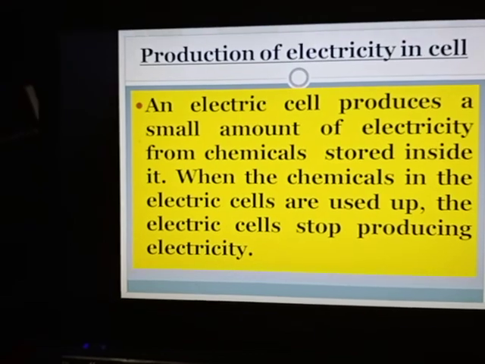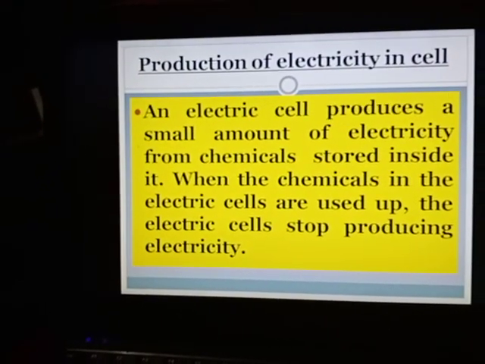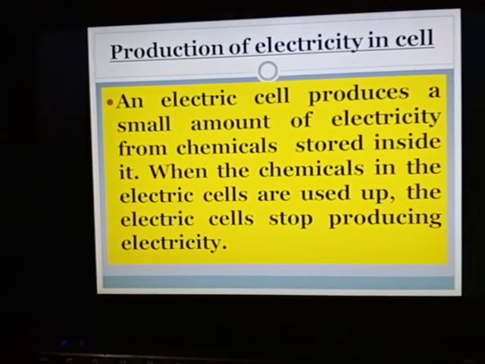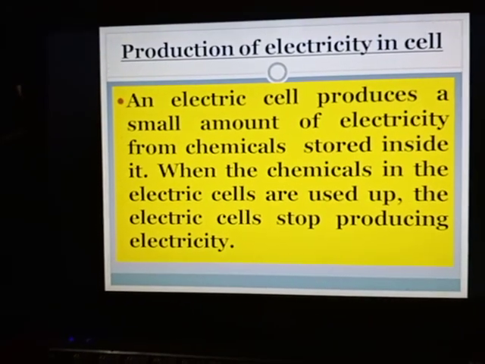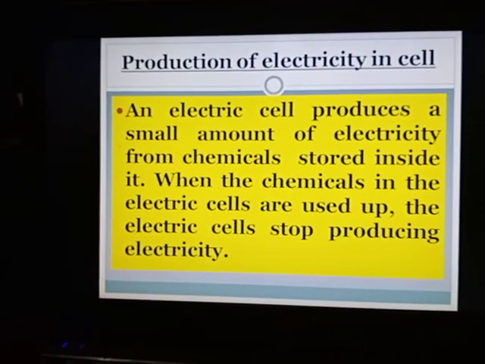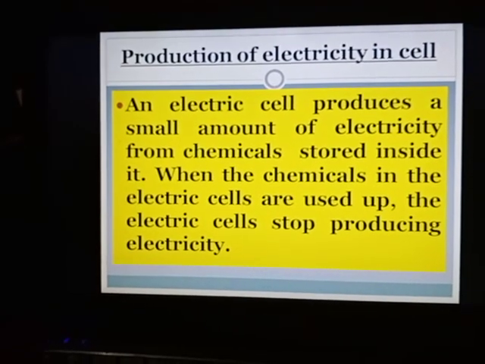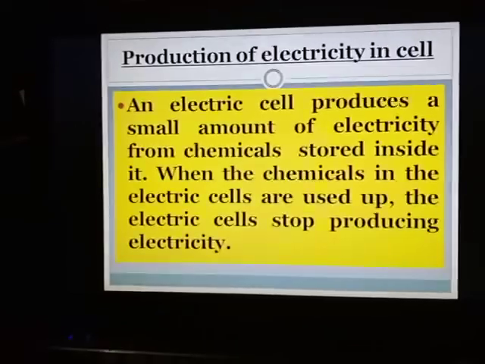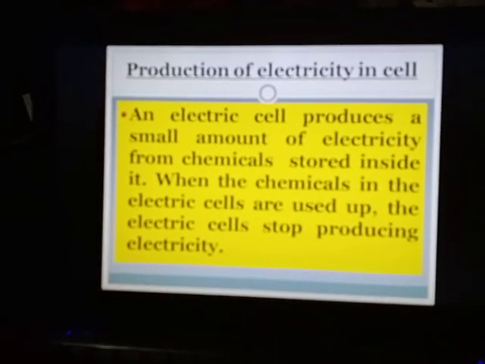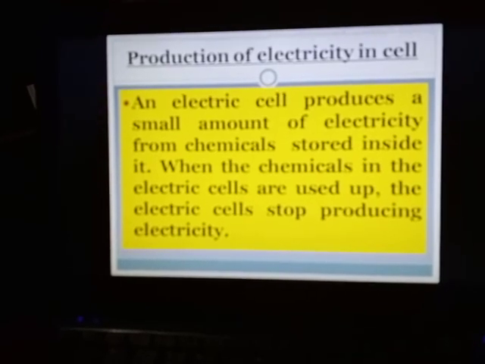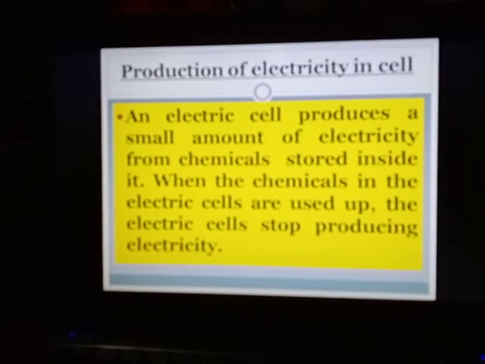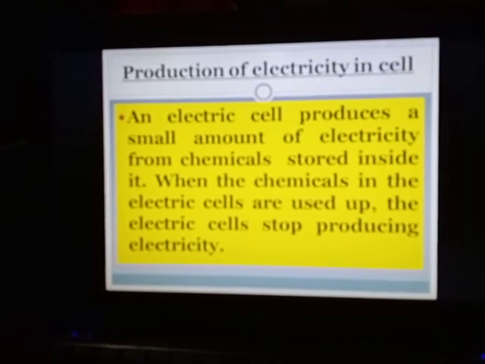Next, how is electricity produced in the cell? An electric cell produces a small amount of electricity from the chemicals stored inside it. When the chemicals in the electric cell are used up, the cell stops producing electricity. That means the black powdery mass I have shown you is the chemical inside it. In this powder chemical reactions go on, and these chemical reactions produce the electric current, or we can say the electricity. When the chemicals get exhausted or used up, the cell stops producing electricity.